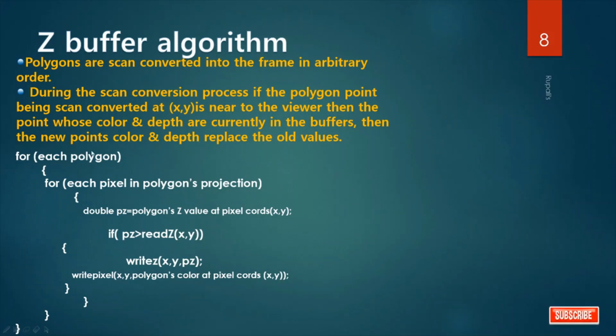So I repeat, you have to consider each new polygon and each pixel of those polygons, take the Z value of a particular pixel and store it in pz, and check if the new pz value is greater than the old Z buffer value. If so, the new Z value is stored into the Z buffer and the corresponding color is stored in the frame buffer. In this way, the Z buffer algorithm works.